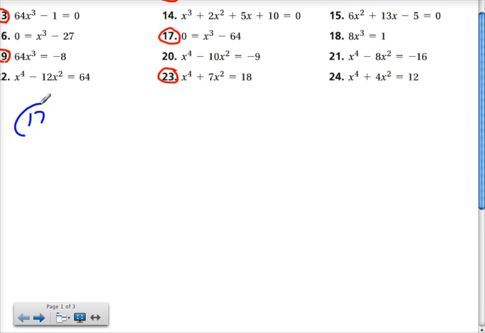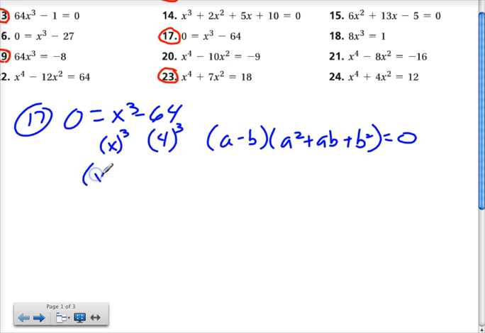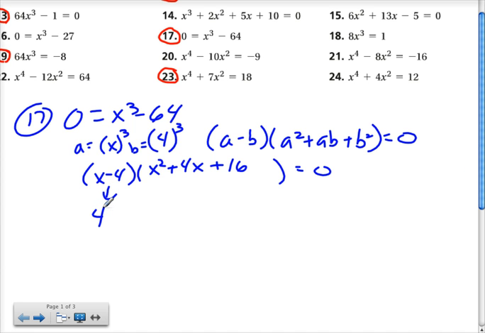Number 17, 0 equals x cubed minus 64. And again, I notice that this is a difference of 2 cubes problem, and get to work on it. So it's the same formula we've seemed to use now for a lot of these. And in this case, this is going to be x minus 4, again using x for a and 4 for b. And then we'll have x squared plus 4x plus 16 equals 0. The first 0, really easy to find. That's going to be a 4.